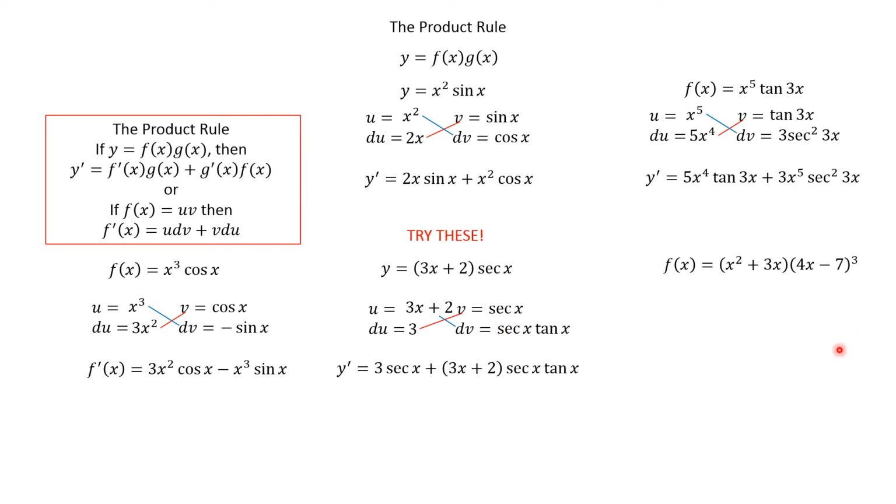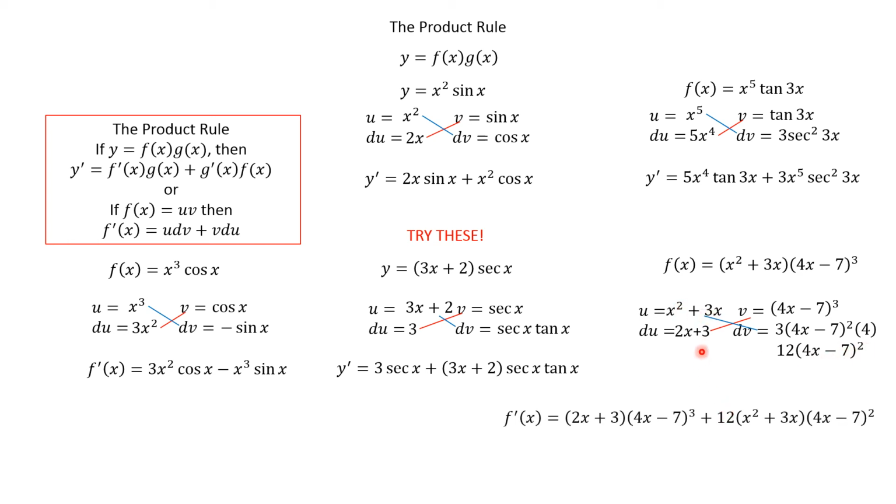All right, ready for the third one? We need our u's and v's. U is just x squared plus 3x. V is this 4x minus 7 cubed. The derivative of x squared plus 3x is 2x plus 3. And the derivative of this, we're going to have 3 times the 4x minus 7 squared, and then times the derivative of the 4x minus 7, which would be times 4. I would simplify this. 3 times 4 is just 12. Then we do our multiplications. There it is. So it's just 12. And so I multiply it by this one. So 2x plus 3 times 4x minus 7 cubed plus 12 times 4x minus 7 squared times x squared plus 3x.